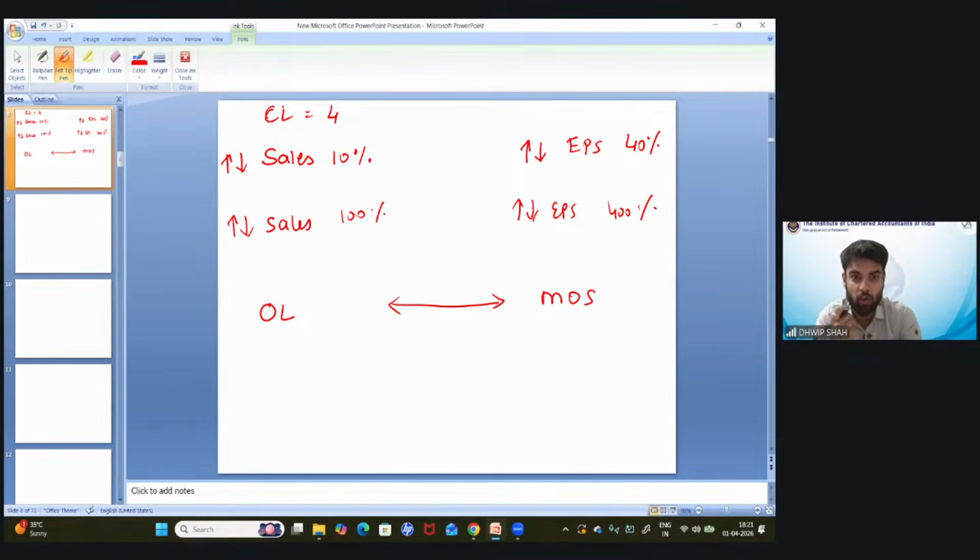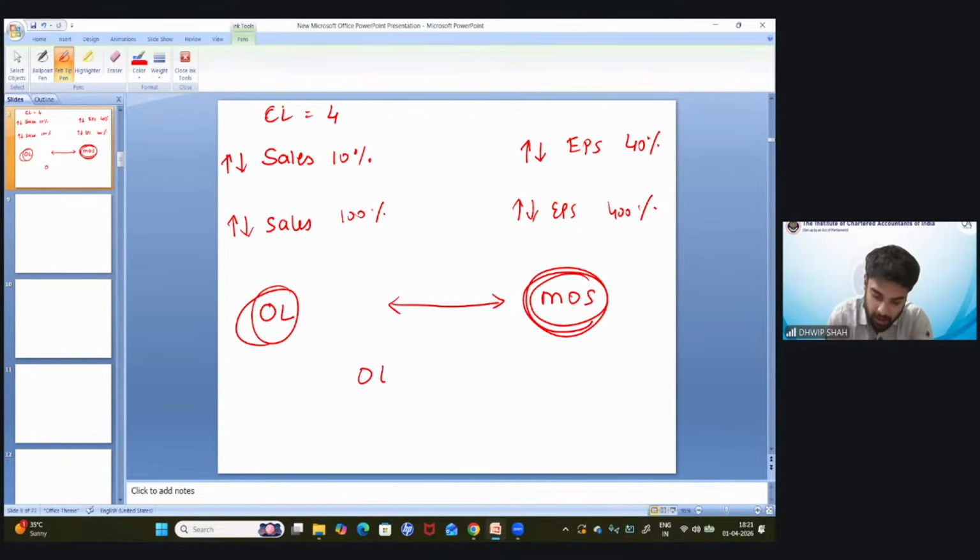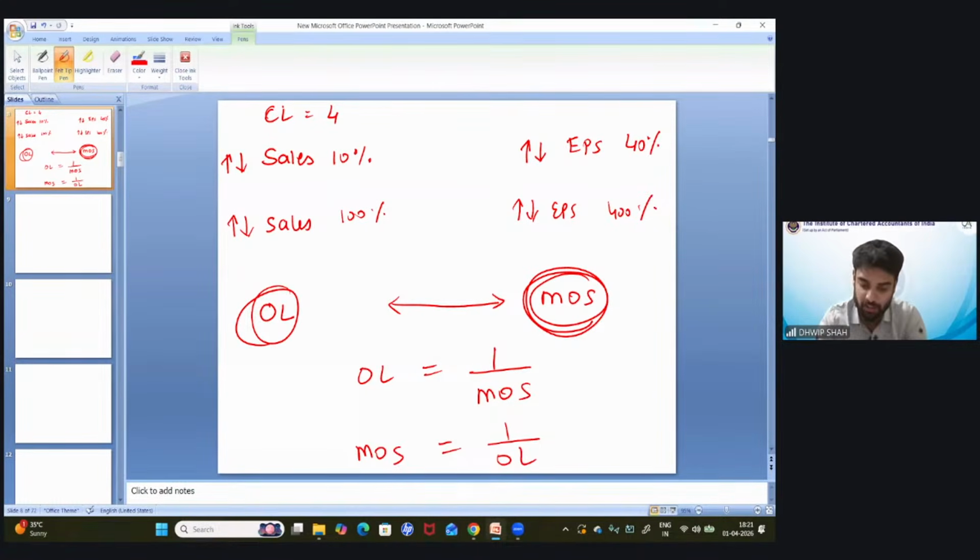So OL, we saw in a question that it is inverse of margin of safety. It means the higher the safety net, the lower the risk. So in that sense also it is inverse to margin of safety. We learned that OL is nothing but 1 upon MOS, or MOS is nothing but 1 upon OL. MOS is margin of safety, which is actual sales minus break even sales. So that is margin of safety in rupees.